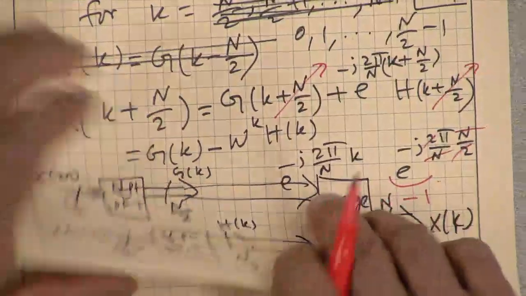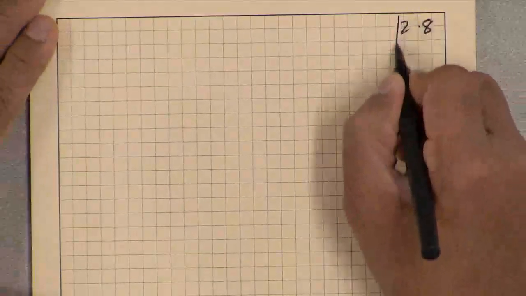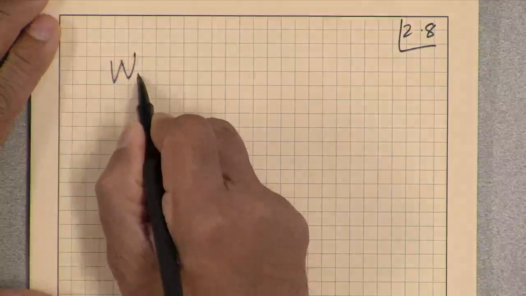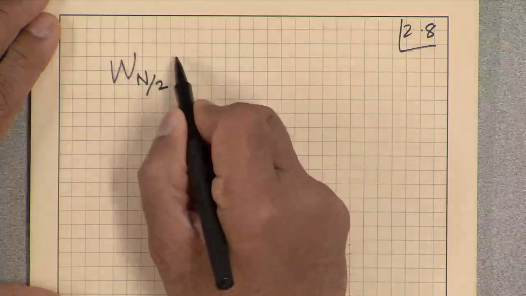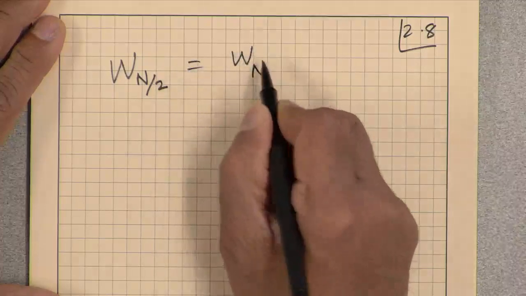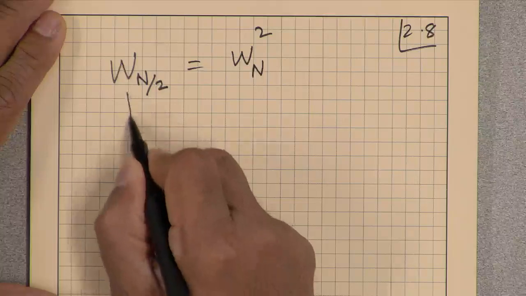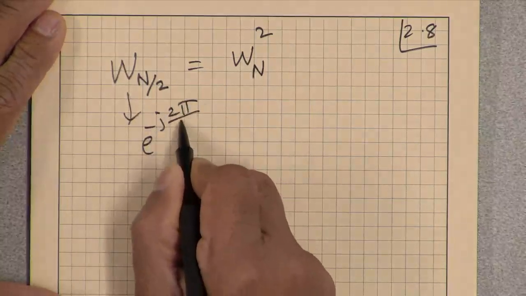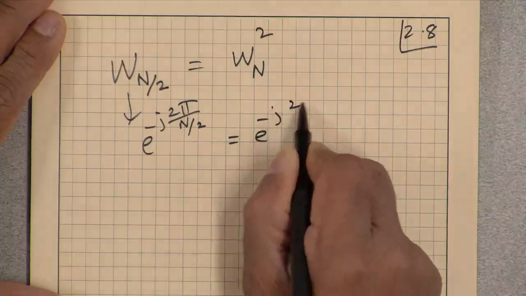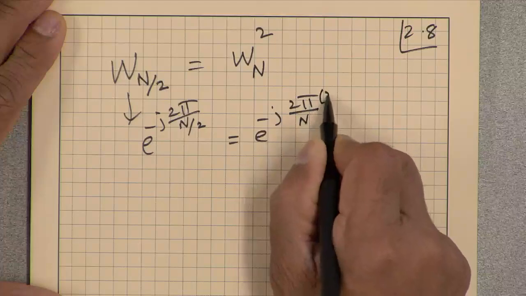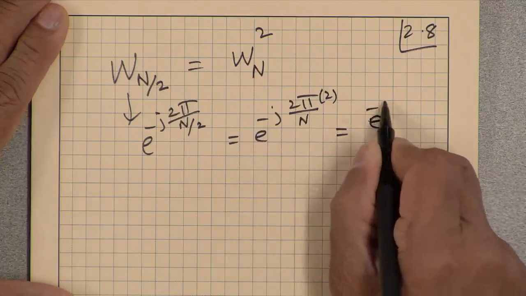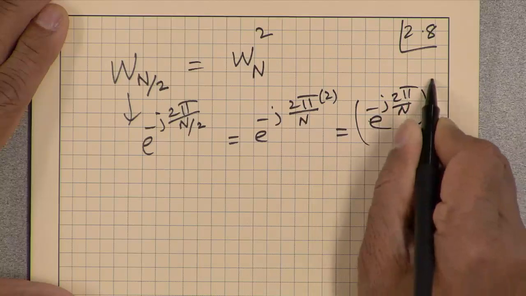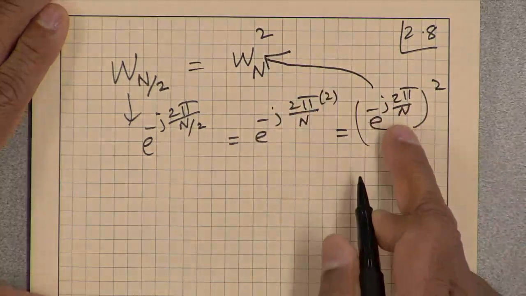So W n by 2 is equal to Wn squared. So this is e to the power minus j 2 pi over n by 2, which is e to the power minus j 2 pi over n times 2, and that is Wn squared, e to the power minus j 2 pi by n whole squared, and that is equal to Wn. So that quantity is Wn.